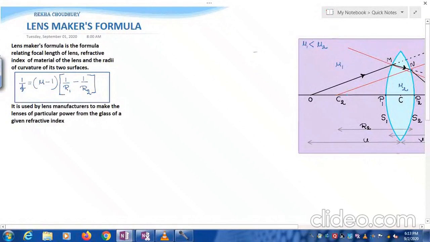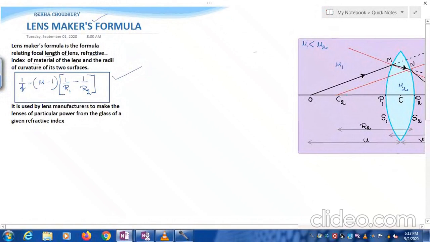Here we will derive the lens maker's formula. It is the formula relating the focal length of a lens, the refractive index of the material of the lens, and the radii of curvature of its two surfaces. And this one is the formula.